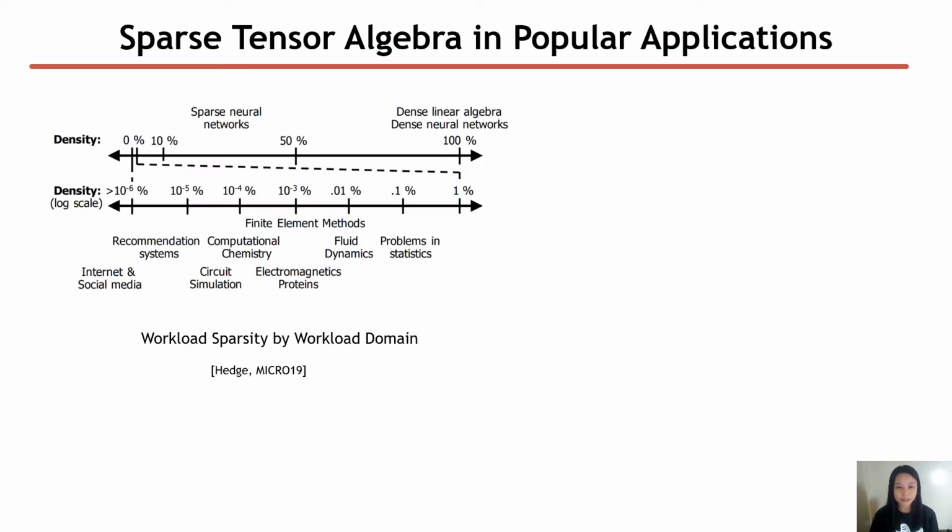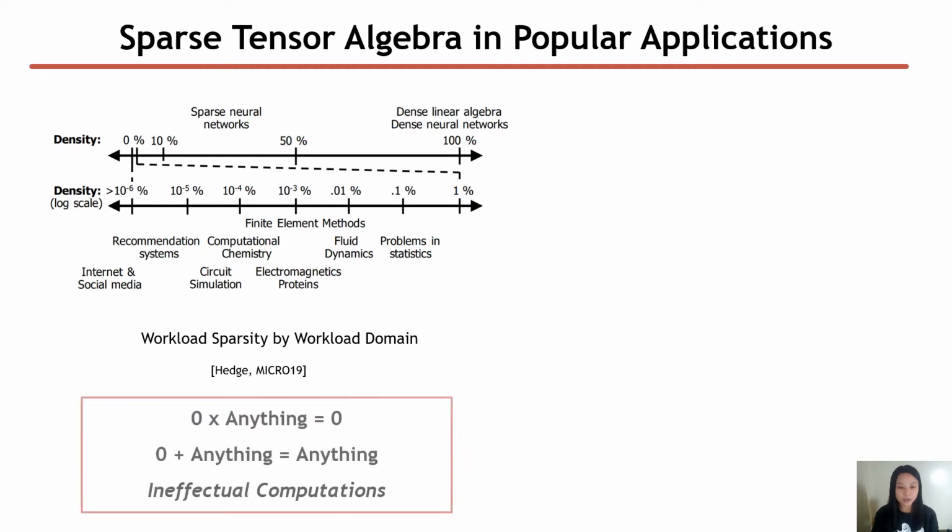Before we get started, let's have a quick recap on why we care about sparse tensor algebra. As you can see in this figure, a lot of popular applications involve sparse tensors. These tensors can have density ranging from 10 to the negative 6 all the way to 100%. The zeros in these tensors introduce ineffectual computations, which are computations that involve zero. Because we all know that 0 times anything equals 0 and 0 plus anything equals anything, these computations can actually be eliminated because we already know the results.